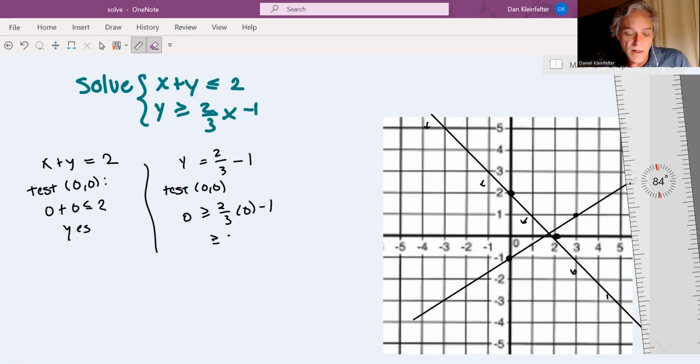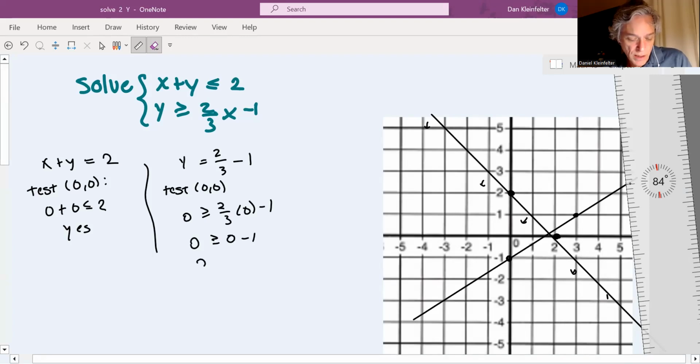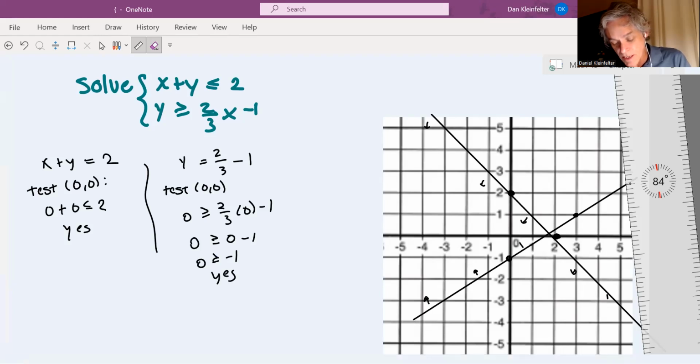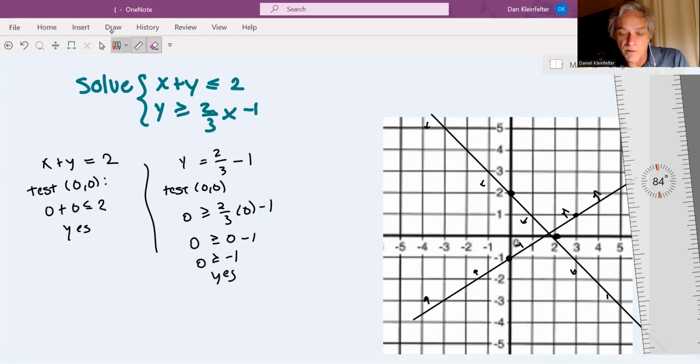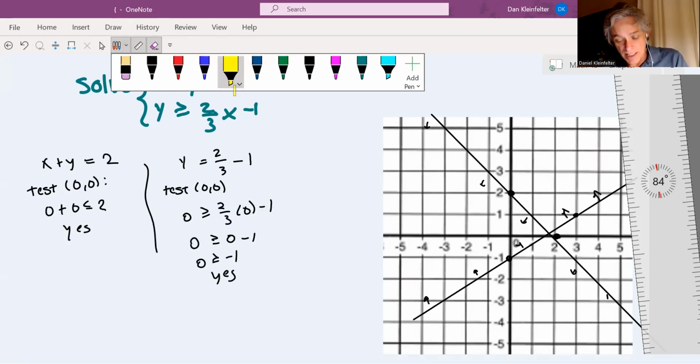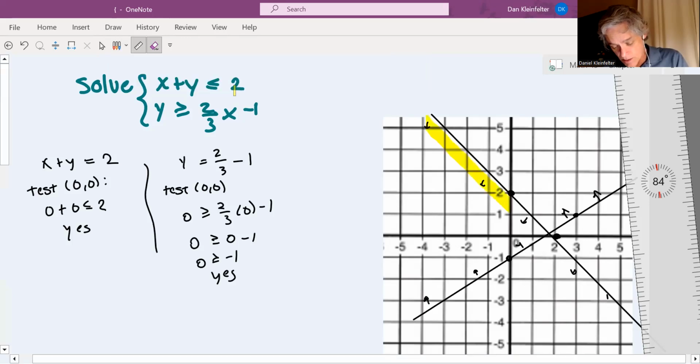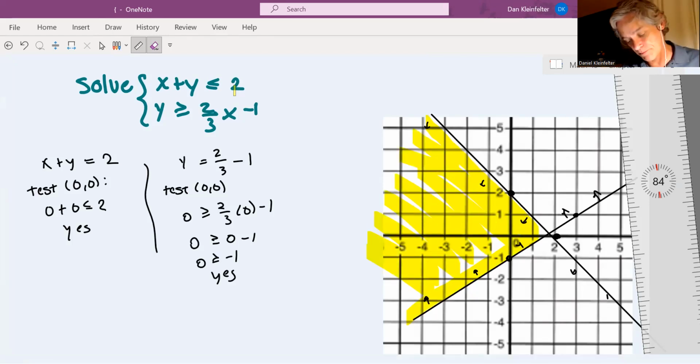2/3 of 0 is 0. 0 is greater than or equal to -1. Answer is yes. So we want to be above this line. Okay, so we're going to be below the first line we drew and above the second line we drew. So it's going to be this region right in here. Okay, and that's it.